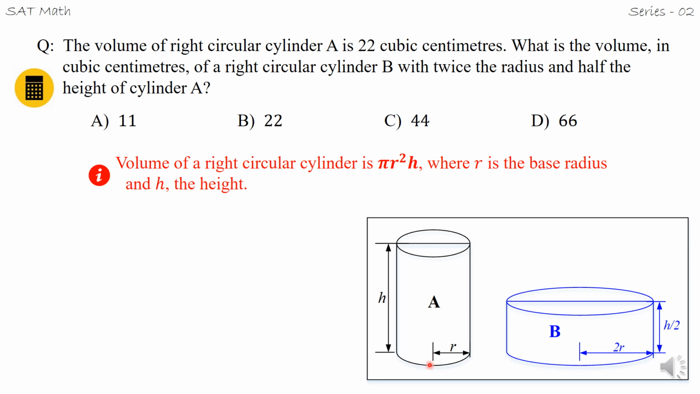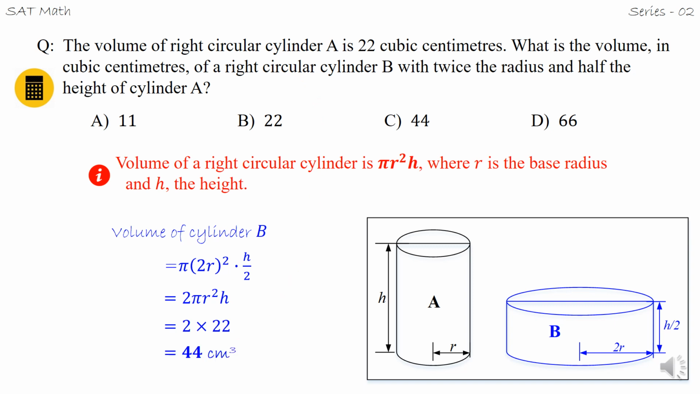So here this is cylinder A, and similarly, for B the base radius is twice that of A and the height is half of that of A. So let us find the volume of cylinder B, where the radius is 2r and the height is h over 2. Simplifying this, we get 2 pi r square h. The volume of cylinder A is given as 22, so it will be 44, which is option C.